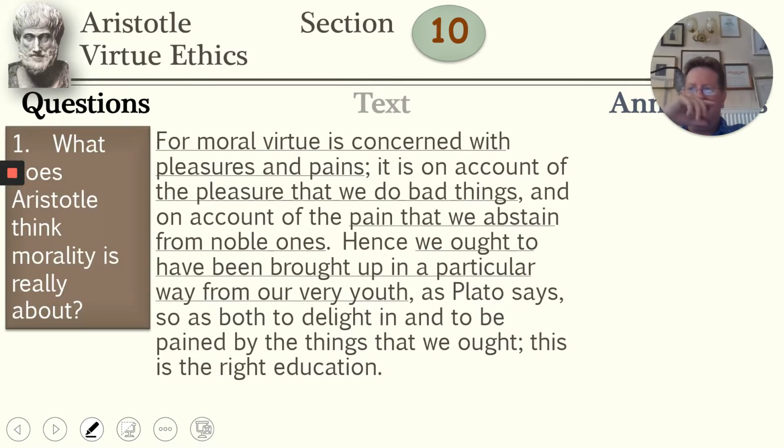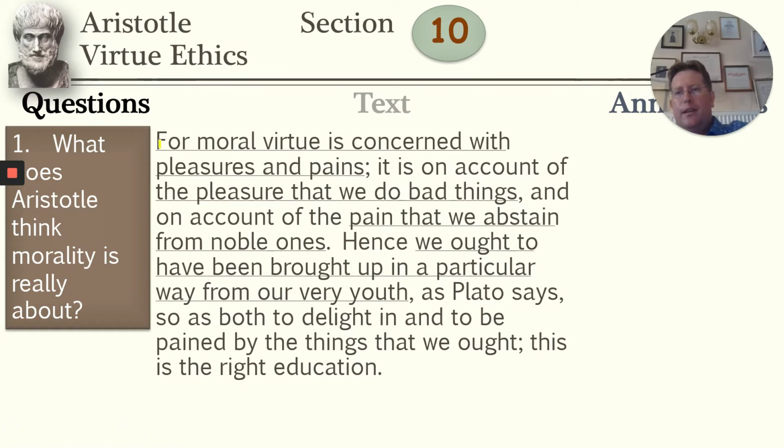Now, let's start here. What does Aristotle think morality is all about? He begins with this phrase here: for moral virtue is concerned with pleasures and pains. Now, notice the word concerned. It's not aimed at pleasure and pain. This is in contrast to the utilitarian theory of the two sovereign masters of pleasure and pain.